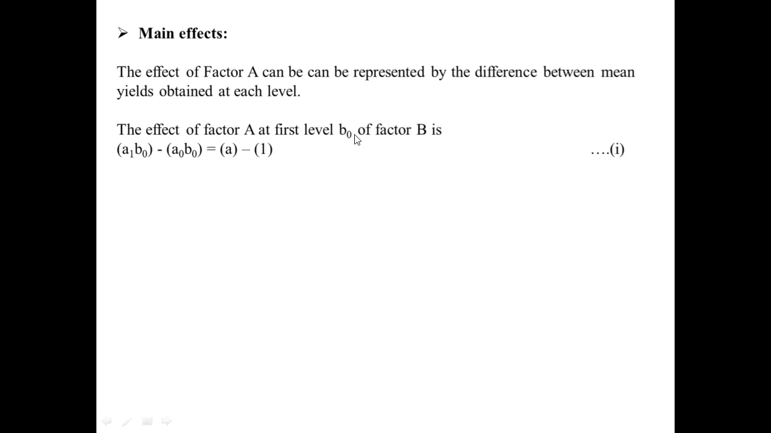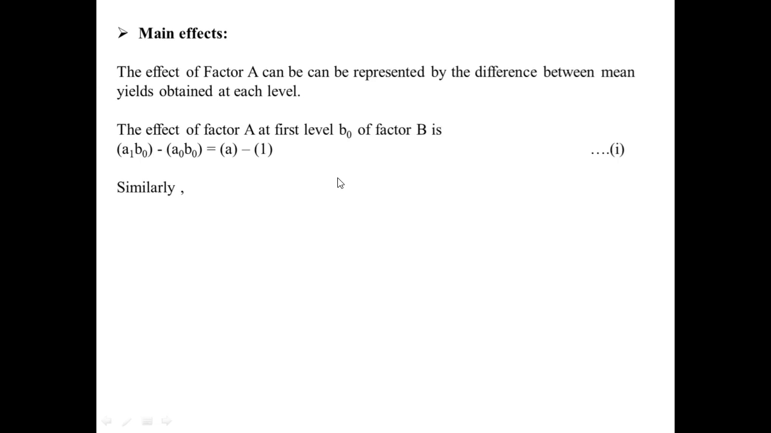So here we fix the first level of factor B, and we change the level of factor A. That's why we consider A factor at high level into B factor at first level minus A at first level into B at first level. This can be written as (a) minus (1). So when we denote any treatment combination in an open bracket, these are the means. Give this as equation 1.